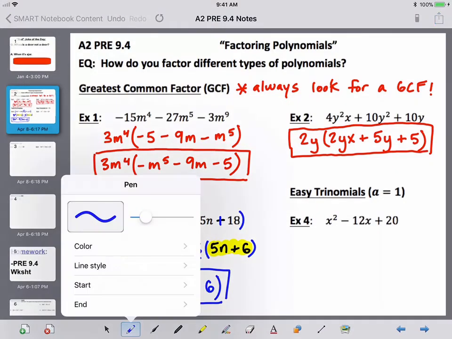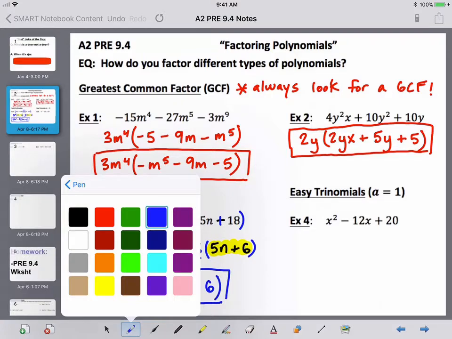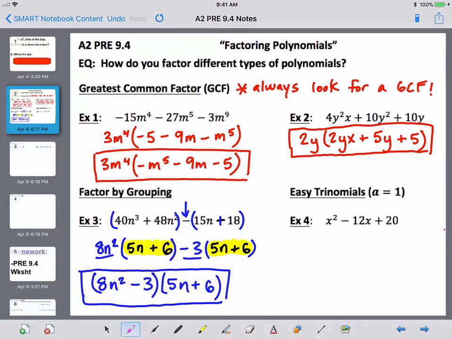All right, our next example is an easy trinomial, so our coefficient here is 1. So this we just have to make our factor diamond. We're trying to find two numbers that multiply to 20 and add up to negative 12. So if we think about that, I know negative 2 times negative 10 is 20. Negative 2 plus negative 10 is negative 12.